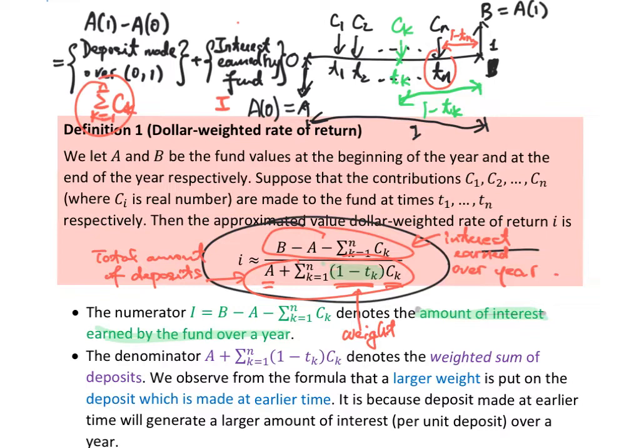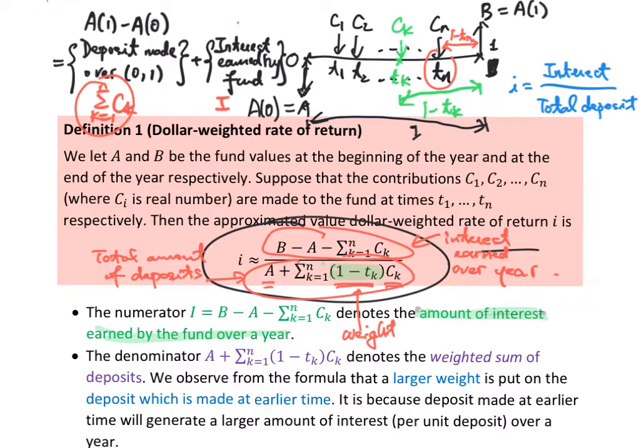So just summing up, this I is simply equal to the interest that you earn divided by the total amount of the deposit, which is the traditional way of measuring the interest rate, right? But for the total deposit, we adjust it by adding the weight to each of the deposits, and simple as that. So this is about the interpretation of this dollar weighted rate of return.